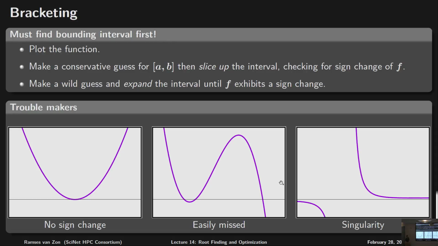And of course, if my function isn't continuous, that's the third case. If there's a singularity, say, an asymptote, then I could have a change of sign, but it doesn't mean there's a root. That just means that the assumption that I made about the function being continuous is wrong. So in that case, what you would find, I guess, is the singularity rather than the root.